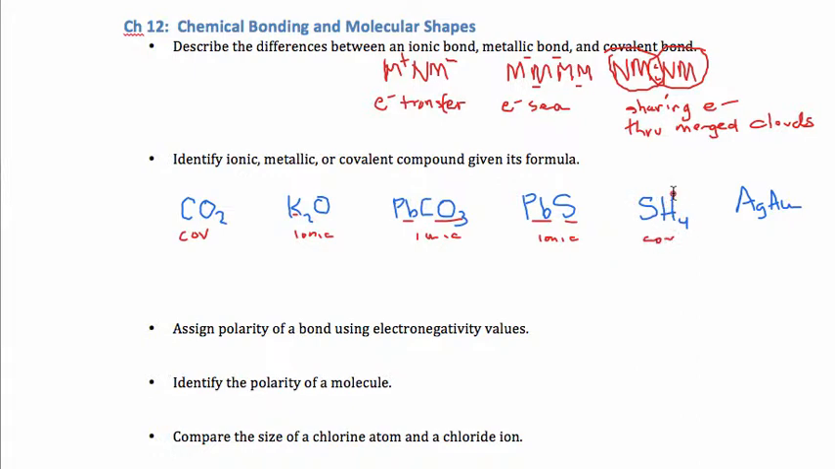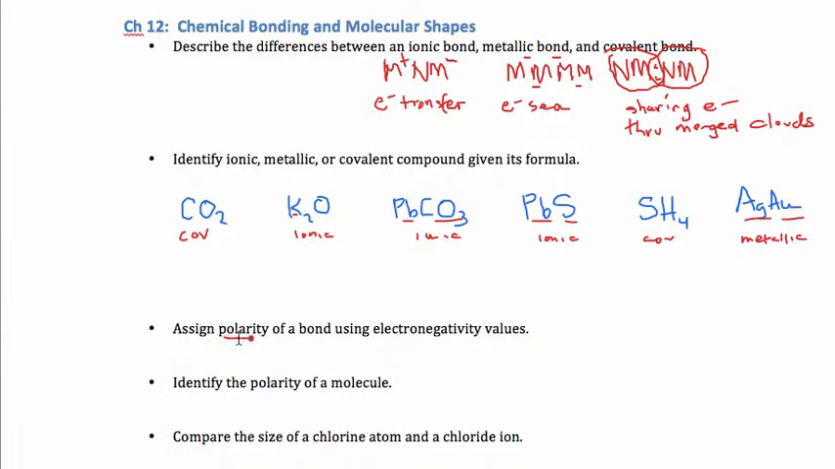Here we have sulfur with 4 hydrogens. This is all covalent. Now, hydrogen's an anomaly. It sits in both the metal and nonmetal category, but when it's with a nonmetal, it's functioning as a nonmetal. This is covalent. And here we have metal-metal, so this is a metal alloy.